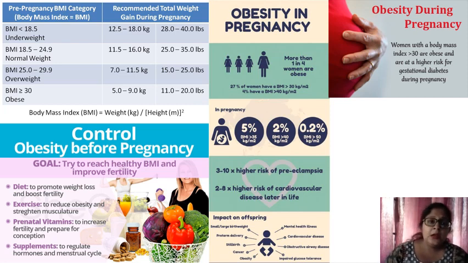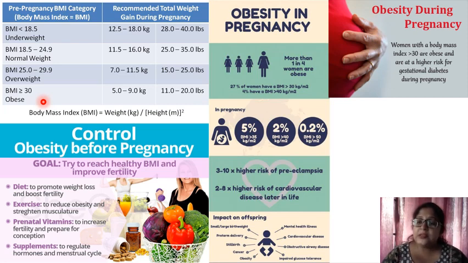Generally, if the BMI is lesser than 18.5, that means the mother is underweight, the recommended total weight gain will be between 12.5 to 18 kgs. If the BMI is in the normal weight range, that is 18.5 to 24.9, then the weight gain will be 11.5 to 16 kgs. For 25 to 29, that is overweight, 7 to 11 kgs. And if the mother is obese, then 5 to 9 kgs of weight gain.